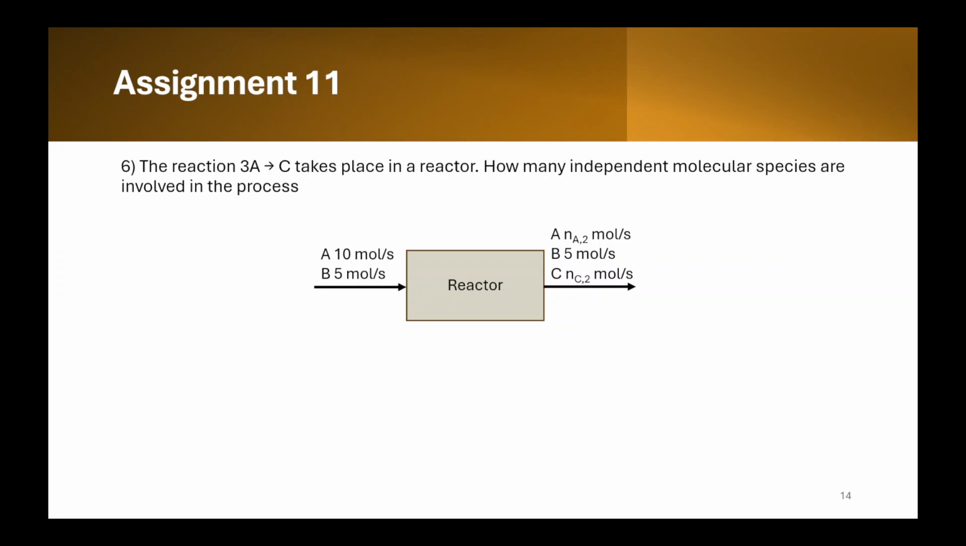So the correct answer here is basically 3A gives C, so A and C are involved. There is also an inert species, because the flow rate for species B is the same at the inlet and the outlet. So it may not be taking part in the reaction, but it is involved in the process as well. So the independent molecular species involved are three here: A, B, and C. So three.